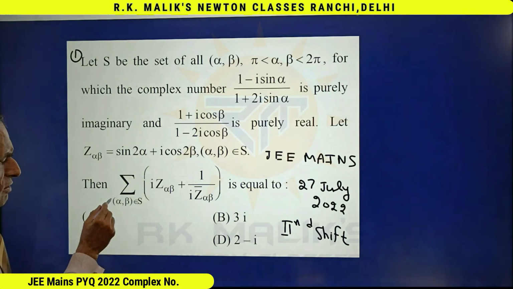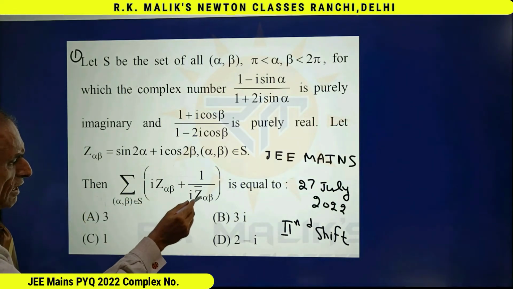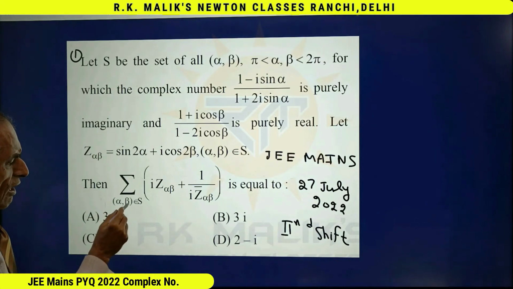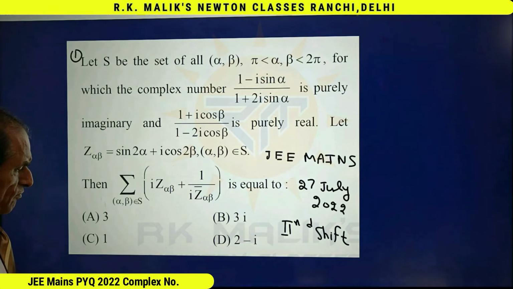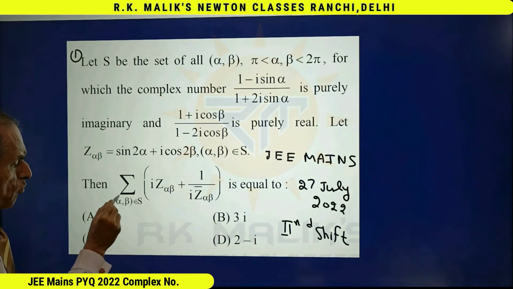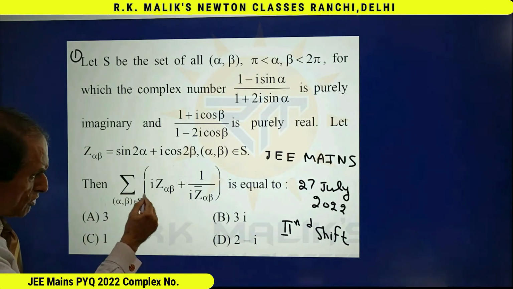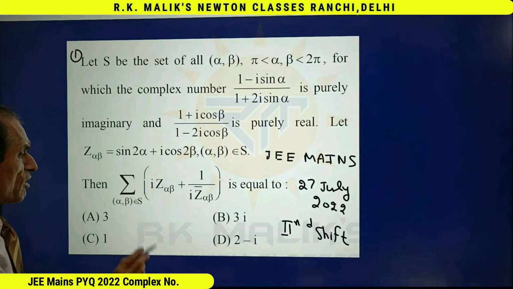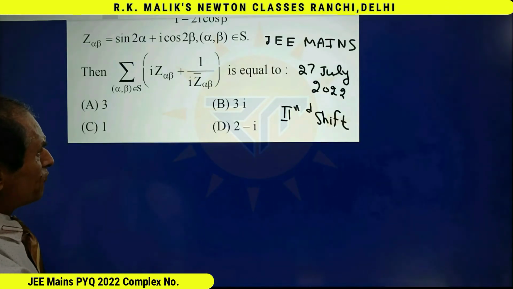You have to find the sum of i z(alpha, beta) plus 1 upon i z bar(alpha, beta), where alpha and beta both belong to the set S. Note that here you have to take all possible values of alpha and beta and use them here and finally add those values. First of all, let us find the value of alpha and beta.